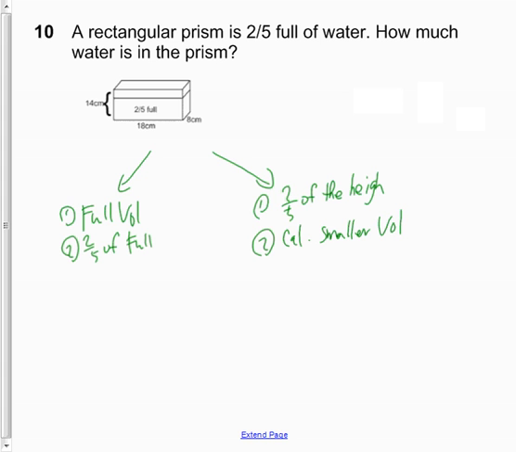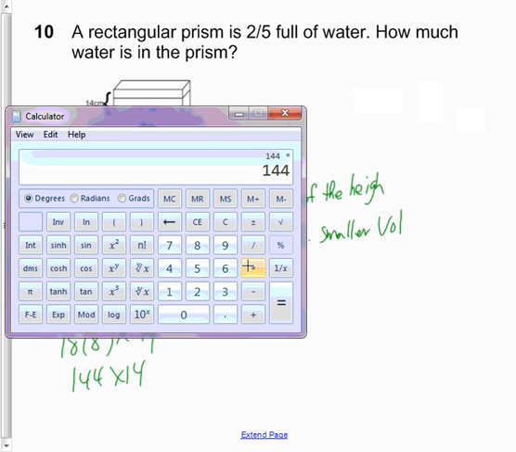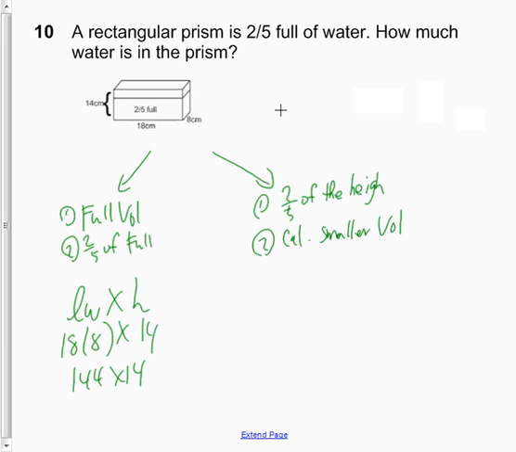So if I find a rectangular prism's volume, I use length times width times height. That would be 18 times 8 multiplied by 14. 18 times 8 is 144 times 14. That I can't do in my head very quickly. So 144 times 14 equals 2016. So if it was completely full, it would have a full volume of 2016 cubic centimeters.